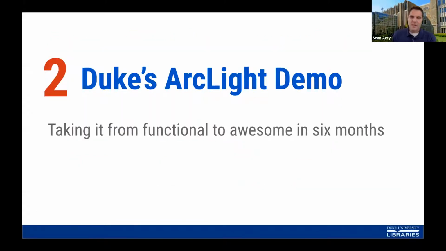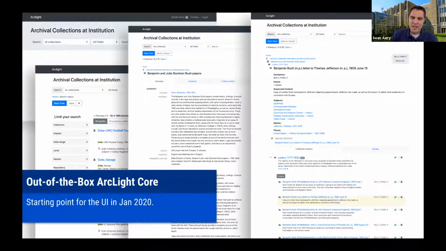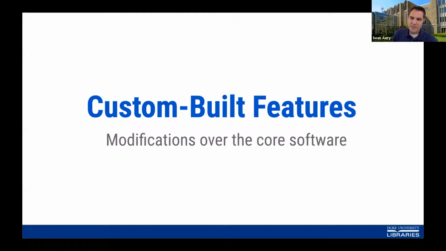So let's look at what we've got at Duke for ArcLight. As I mentioned, a 6-month project. ArcLight is definitely not a turnkey solution. So if you're going to implement ArcLight, your development team is going to have a bit of work to do to get it to work with your particular data for your institution's needs. I want to highlight areas where we took the core software and we changed things about it for our implementation.